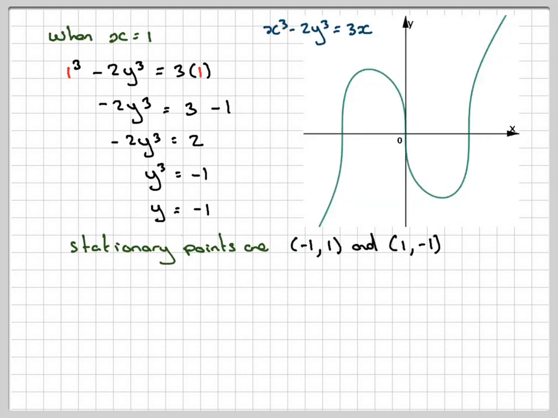Here's the original graph. There's the one stationary point there at (minus 1, 1), and the other stationary point at (1, minus 1). So this has been a video to show you how to differentiate an implicit curve and find its stationary points. I hope you've understood, and I thank you very much for watching.